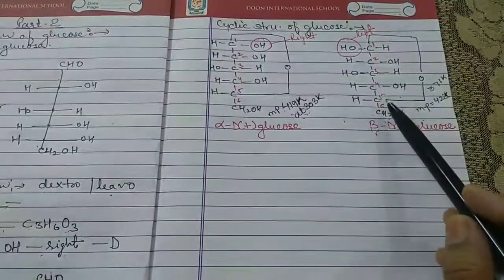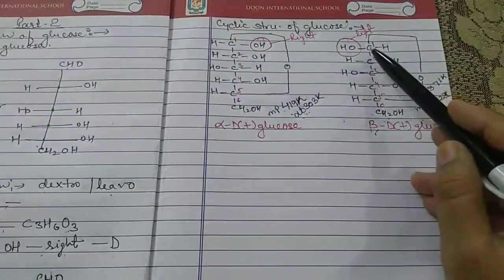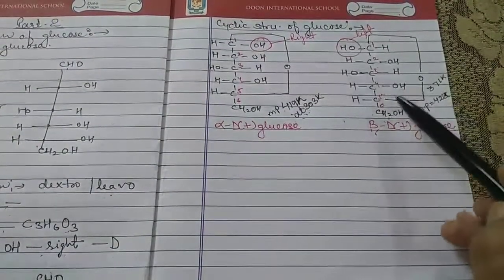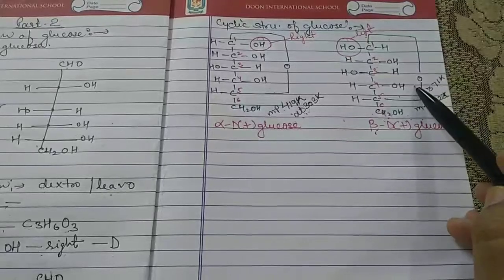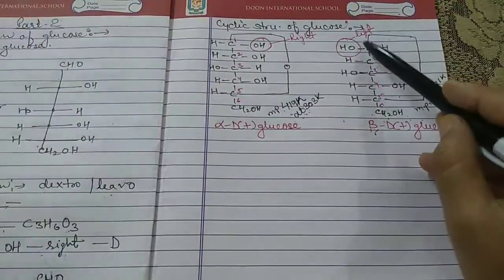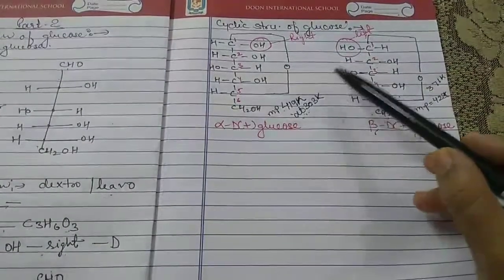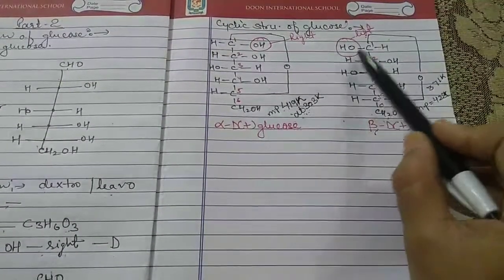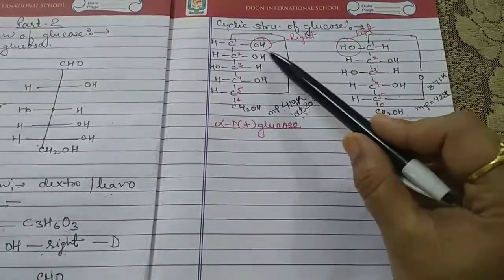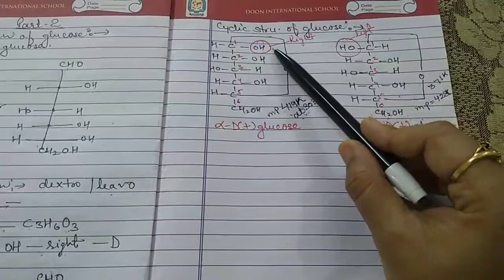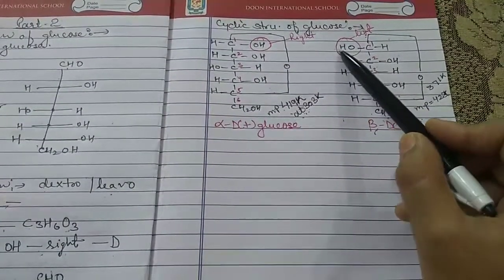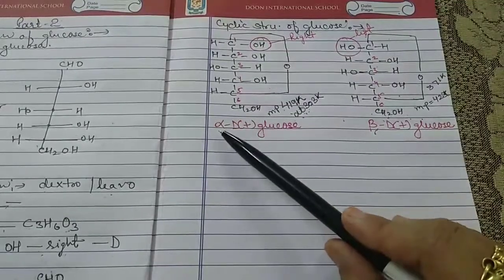Again the same method applies. It contains C, H, O. Now one extra H is from here, and the O is here. Now H is combined with this C1 carbon atom. On the basis of this OH group, when it is present at the right hand side here and at the left hand side there, we have given the names alpha and beta.